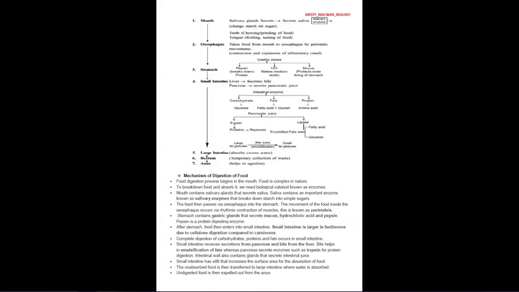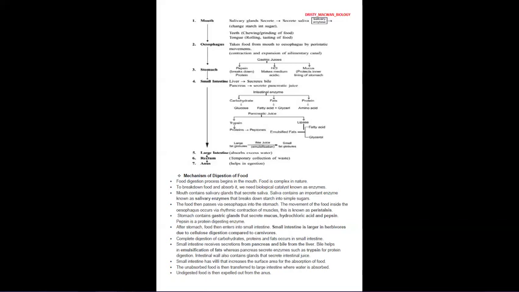Next, the food passes via the esophagus into the stomach. So now the food reaches the stomach. The movement of the food inside the esophagus occurs via rhythmic contraction of muscles. So there is a continuous rhythmic contraction of the muscles, and that is known as peristalsis.